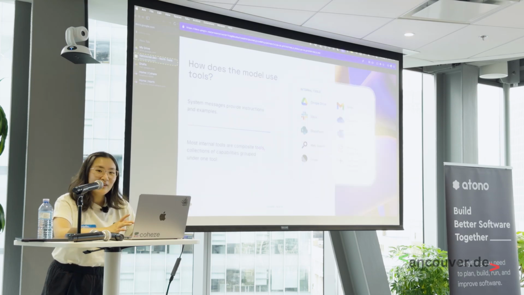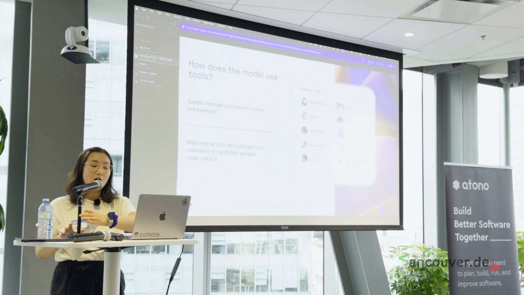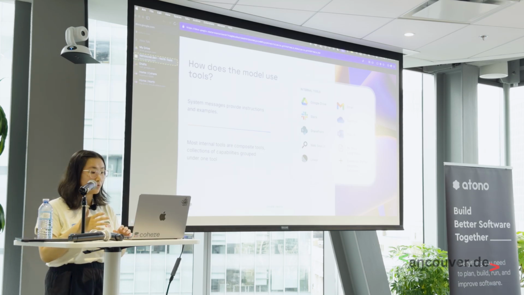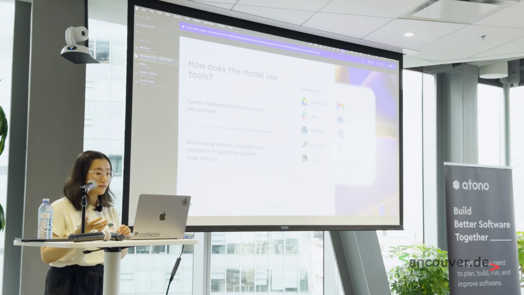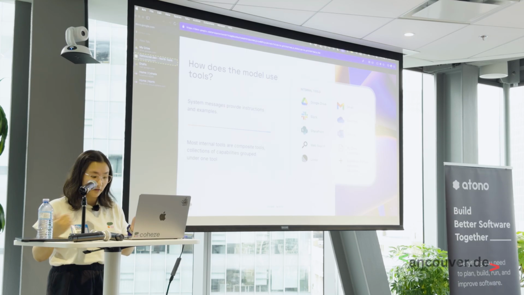Okay, but how does the model actually use these tools? So we guide agents to use tools by providing information in system messages before user turns. Most of our internal tools are composite tools, which are collections of capabilities that we enable with one connector, like Google Drive, Linear, or local files. We provide the model with examples of how to chain tool calls using several capabilities for one connector to achieve a desired final result.